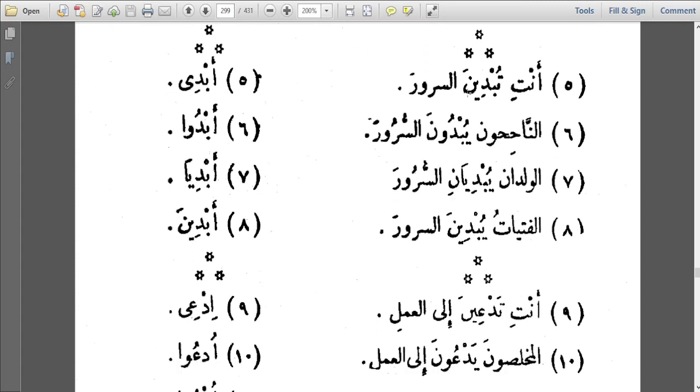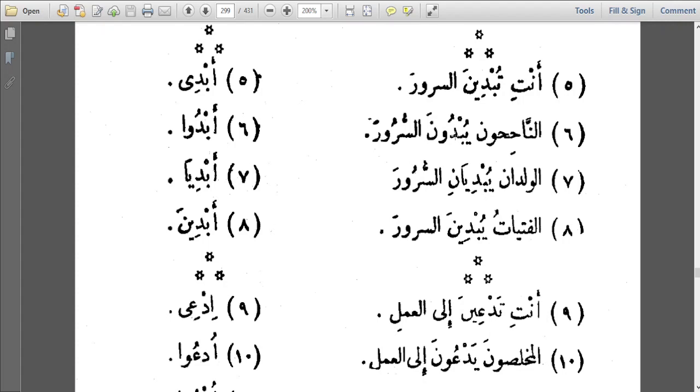Here also we have anti tubdina. The yai here is the yai of the mukhataba, that is from the ضمائر الرفع. The yai of the verb itself has been deleted, so the verb ends with tubdi yai, and then there is also the yai of the mukhataba, which is from the ضمائر الرفع. But in this case, that yai of the verb has been deleted.